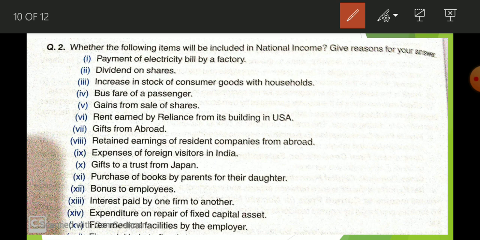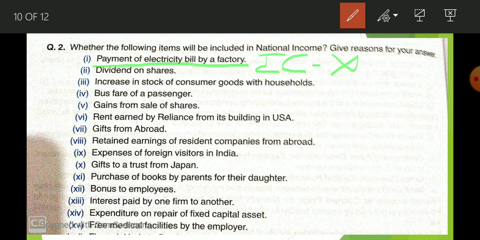First question is given: payment of electricity bill by a factory, will it be included in national income or not? Electricity bill is part of intermediate consumption, so that is why it is not included. Okay student, the electricity bill is part of intermediate consumption. It is consumed to produce goods and services, so that is why it is not included. It is intermediate consumption.